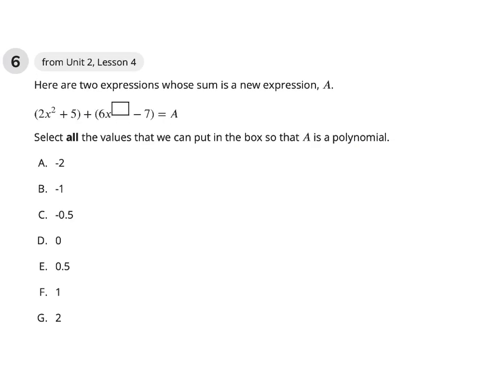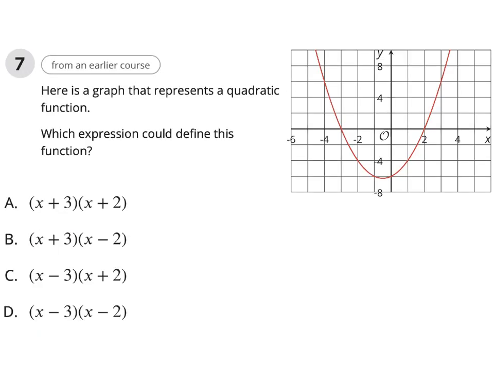Okay, now let's look at this one. Here we go with a box. What can we put in the box to make this a polynomial? So, must be whole numbers. 0 is a whole number. Starts at 0. 1 is a whole number, and 2 is a whole number. You cannot have negatives. You cannot have fractions or decimals in the exponent and it be a polynomial. It's called something else, and we're going to learn that later.